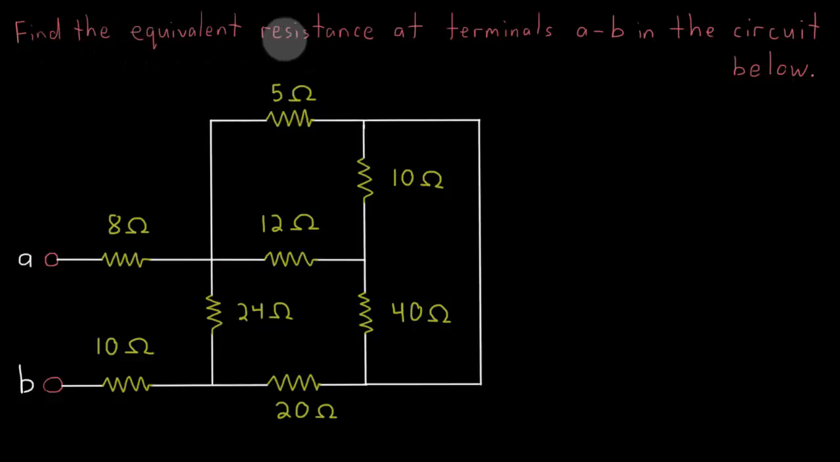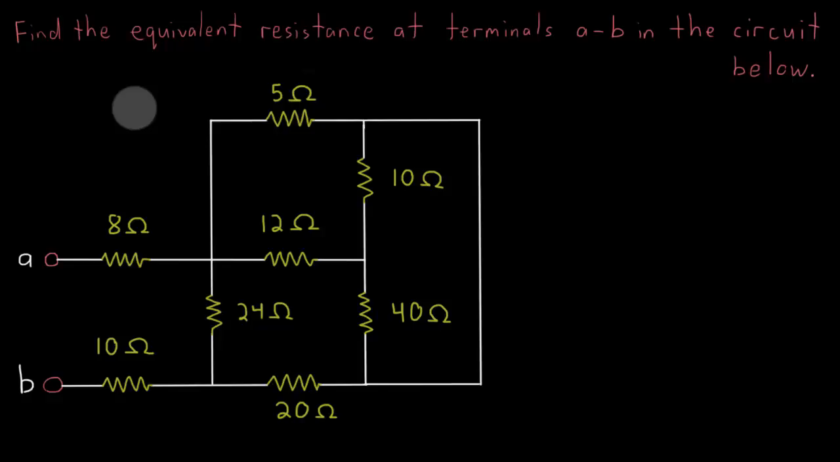Find the equivalent resistance at terminals A, B in the circuit below. So in this problem, we need to simplify all these resistors into one resistor. And we can do that knowing what we know about resistors in series and parallel.